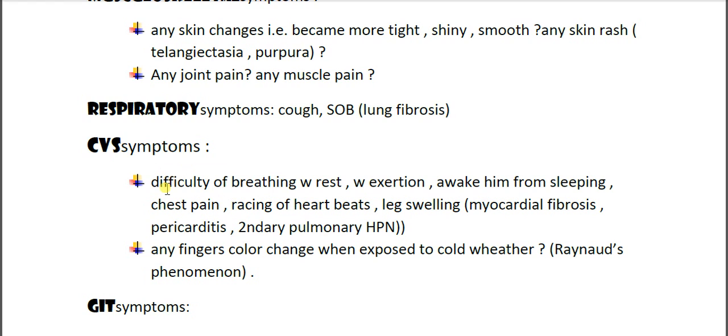Any chest pain? No, doctor. Any racing of heartbeats? No, doctor. Any leg swelling? No, doctor. Any finger color changes when exposed to cold weather? Yes, doctor. Sometimes she has this finger color change when exposed to cold weather. Is it associated with pain as well? Yes, doctor. I'm sorry for that.